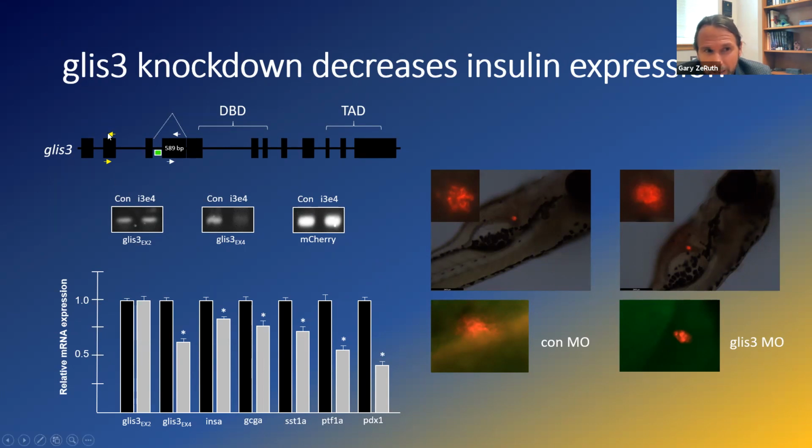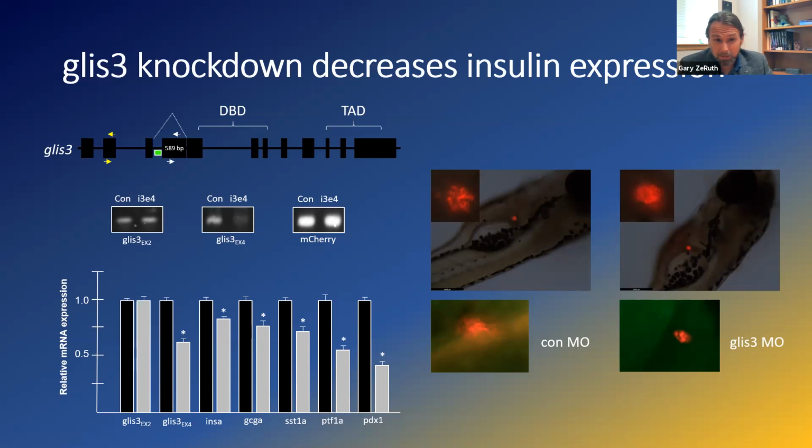This is primers that are within the Glis-3 exon 2, and you see there's no major difference. But when we use primers specific to exon 4, we see about a 40% reduction. And we also quantified that by RT-PCR and showed again about a 40% reduction in Glis-3 expression.